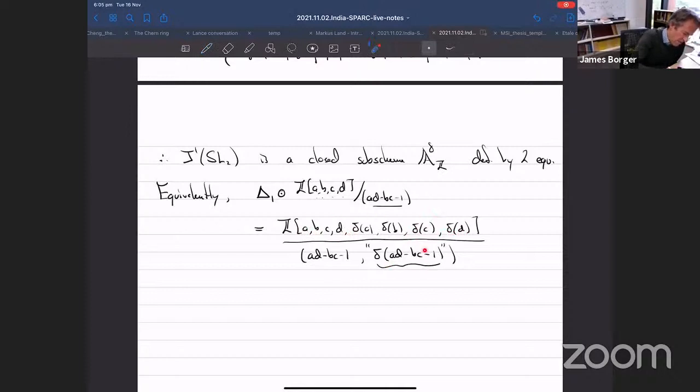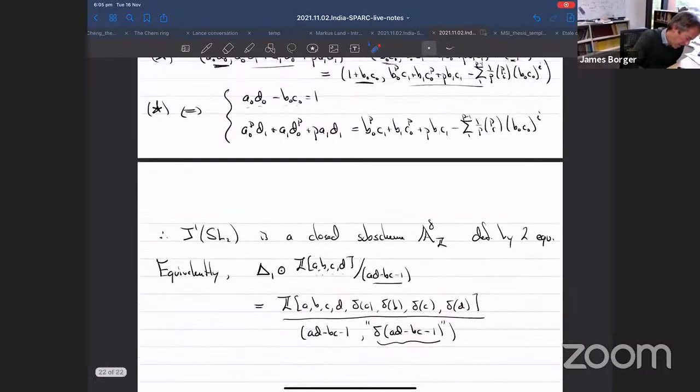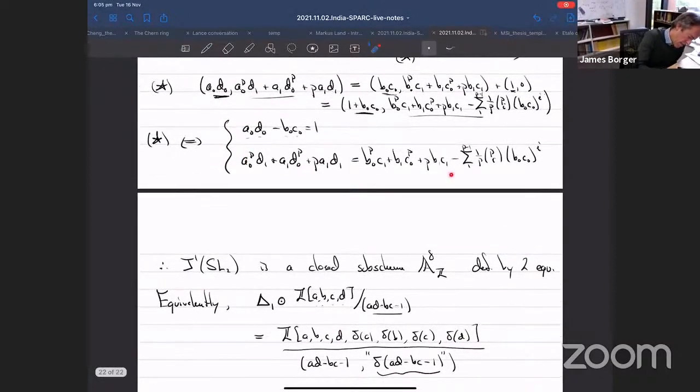But once you expand everything out using the Leibniz rules, it will become a big polynomial in 8 variables. And which polynomial will it be? Well, it will be this polynomial right here.